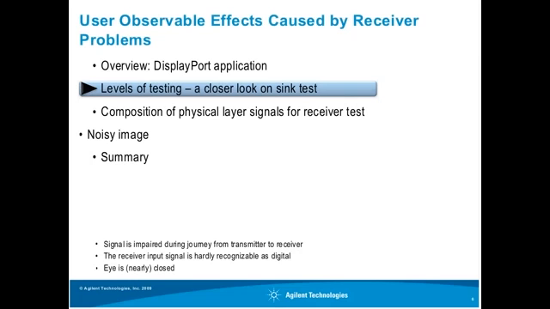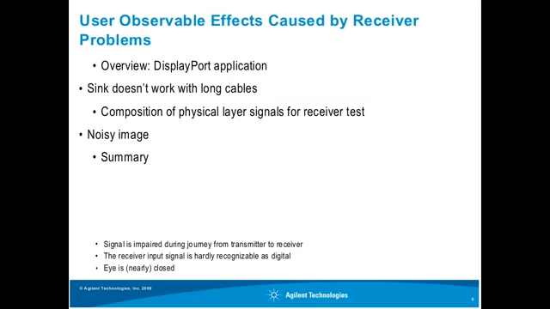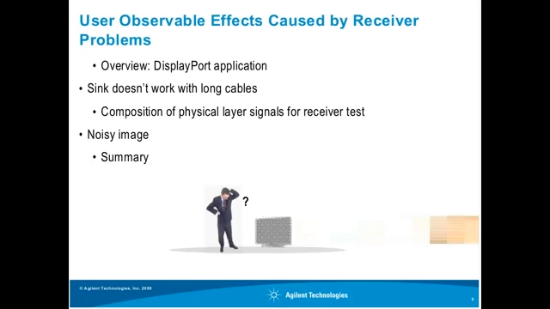Actually, this should be a monitor here, but you can hardly see it right now. So I want to have a closer look at the user observable effects caused by receiver problems. How do you observe that a sink, or the receiver inside the sink, has a problem? That could be, for example, that a sink does not work together with certain sources.